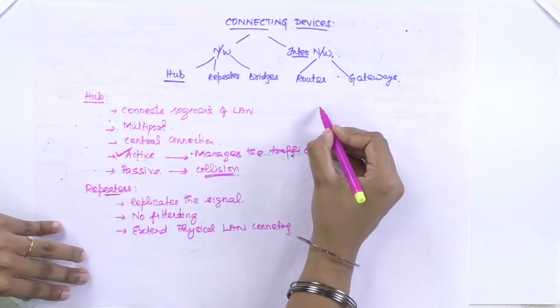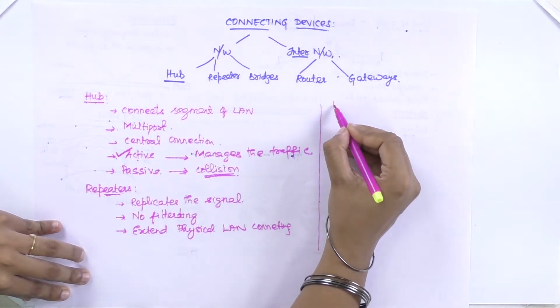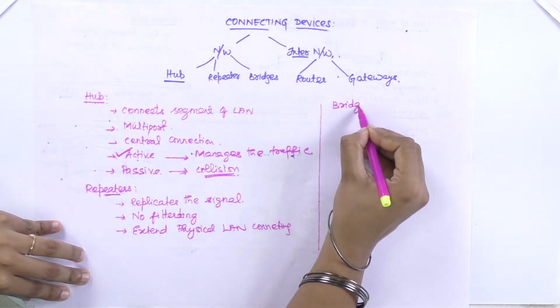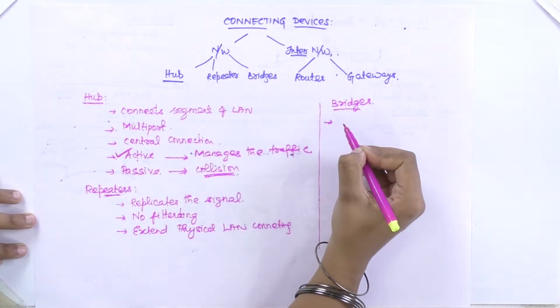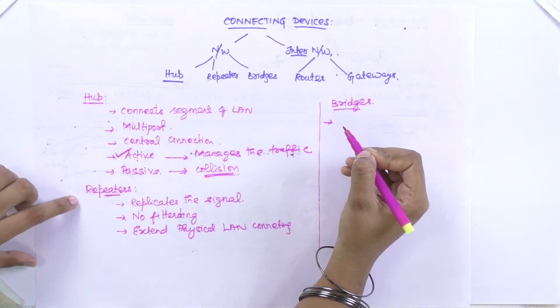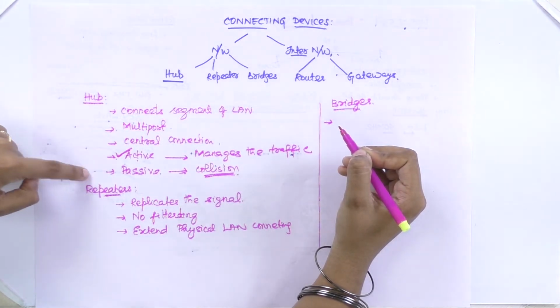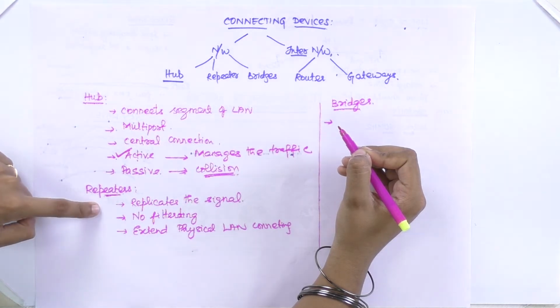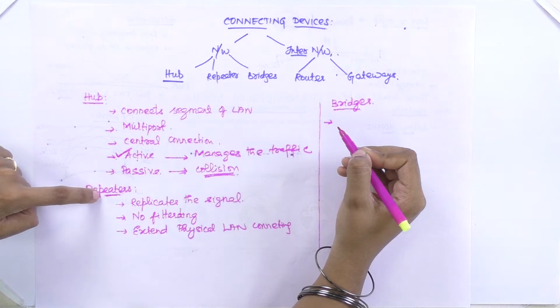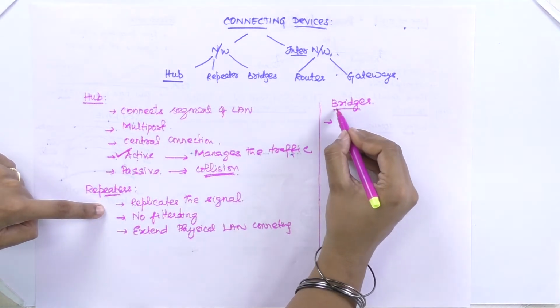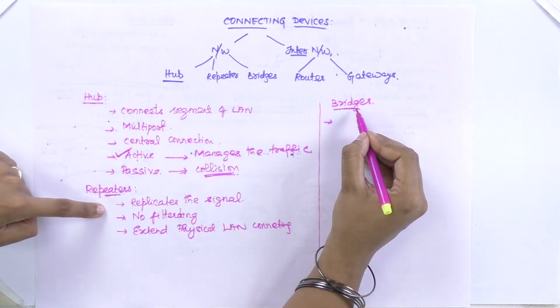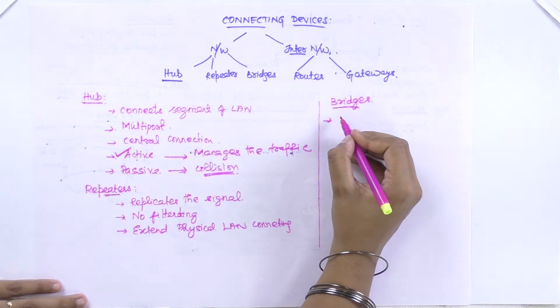So your next one will be bridges. Telling about the bridges, the disadvantages in the hub are somewhat overcome by the repeaters, and the repeater's disadvantages are overcome by the device called the bridge.